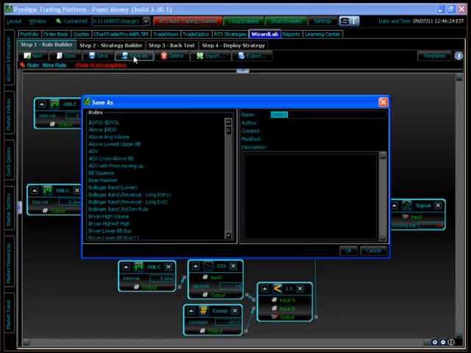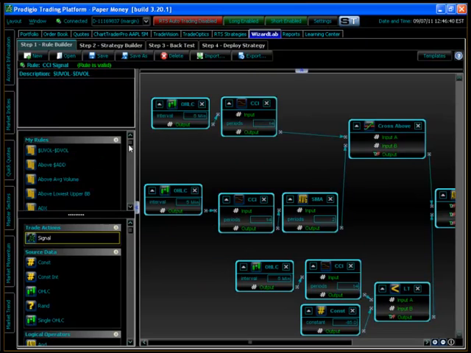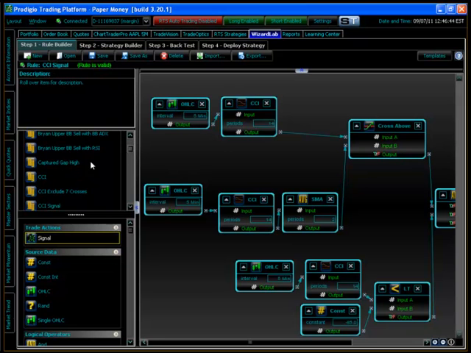And I can say save as, and I'll give this a name. I'll call this CCI signal, right? Because that's going to give me a signal when the CCI crosses. It's actually a bullish signal. I'm just going to call it CCI signal for now. And when I save that, that rule shows up in my rules. And I will have CCI signal, and I'll be able to chain these rules together.